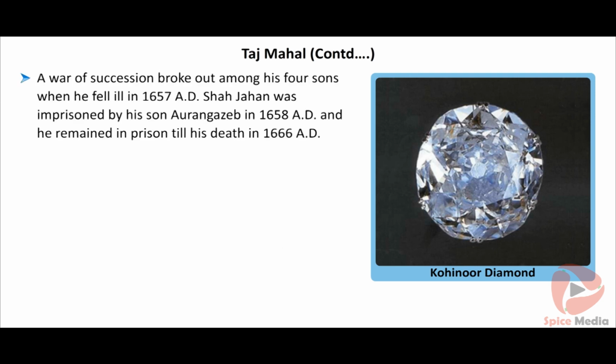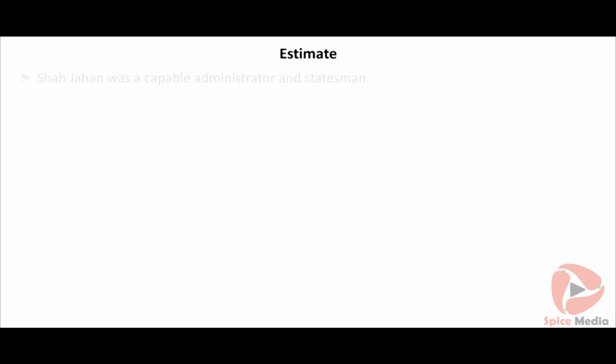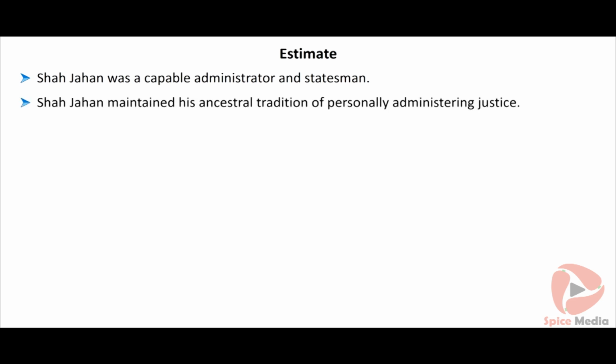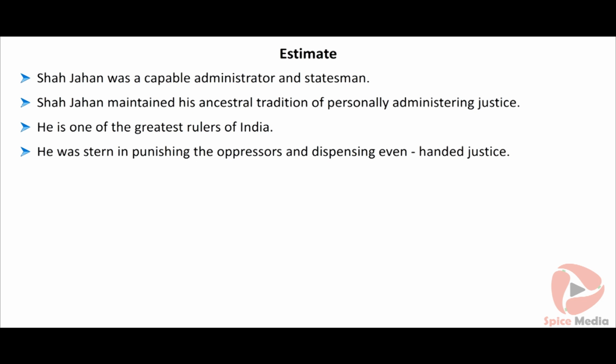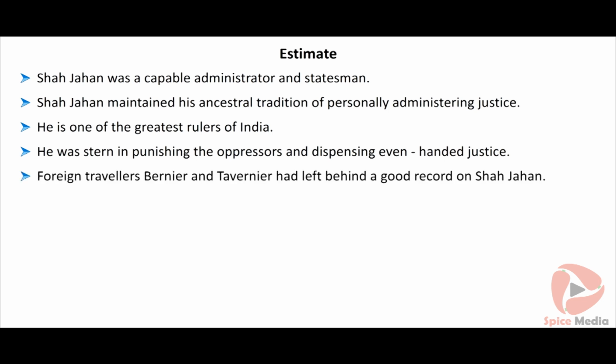A war of succession broke out among his 4 sons when he fell ill in 1657 AD. Shah Jahan was imprisoned by his son Aurangzeb in 1658 AD, and he remained in prison till his death in 1666 AD. Estimate. Shah Jahan was a capable administrator and statesman. He maintained his ancestral tradition of personally administering justice. He is one of the greatest rulers of India. He was stern in punishing the oppressors and dispensing even-handed justice. Foreign travellers Bernier and Tavernier have left behind a good record on Shah Jahan.